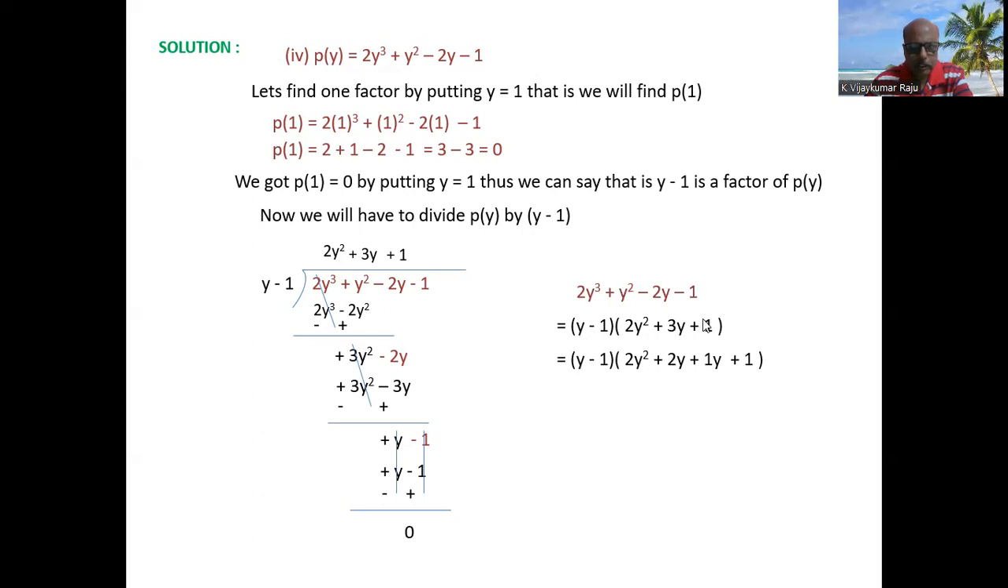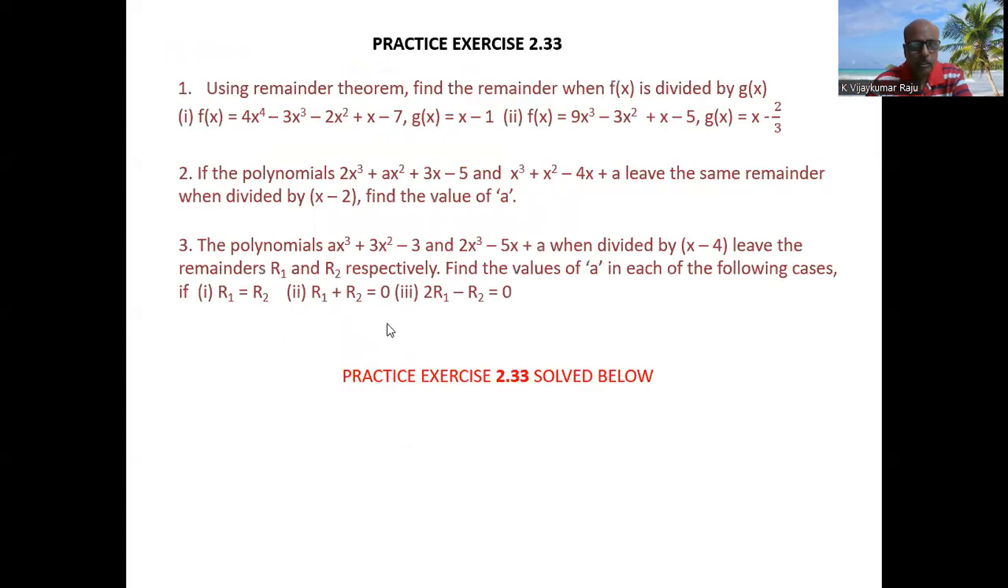Now, splitting the middle term 3, you are going to add the factors. So 3, 2 ones are 2. So 2 plus 1 is 3. Take common 2y, y plus 1, plus 1, y plus 1, y minus 1, y plus 1, and 2y plus 1.